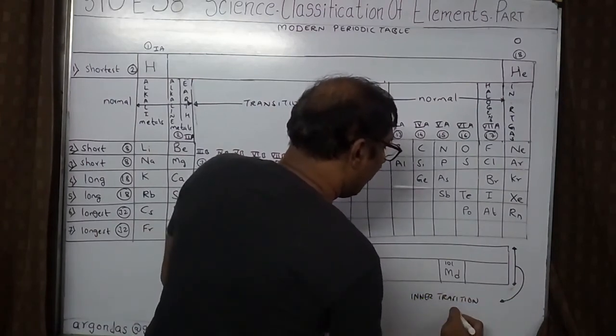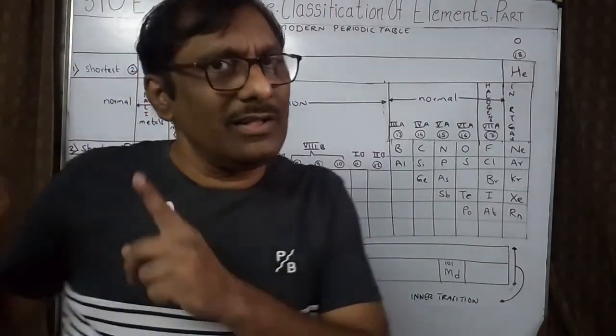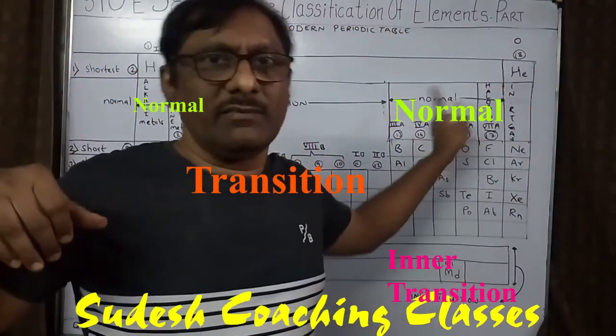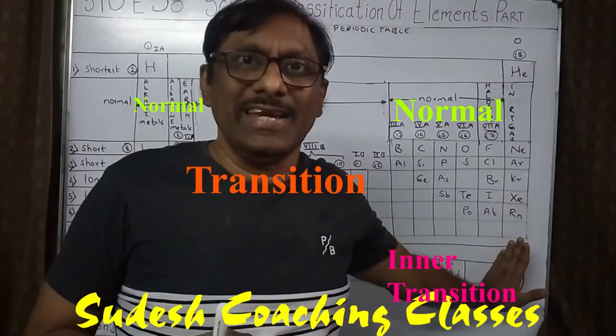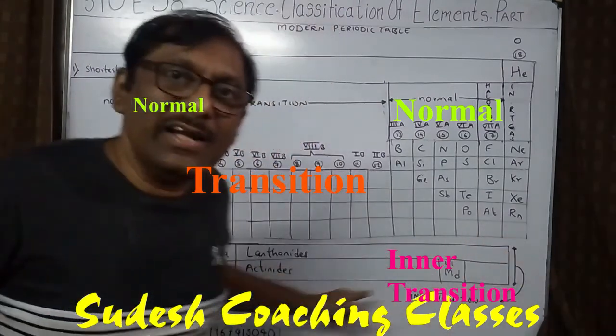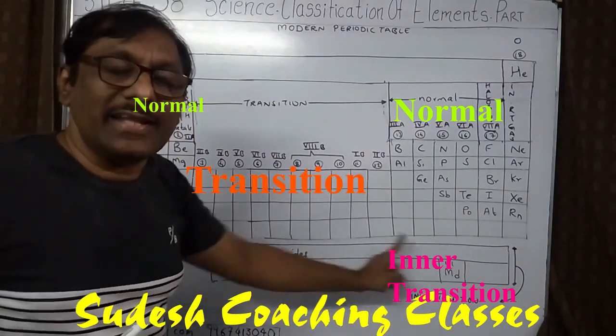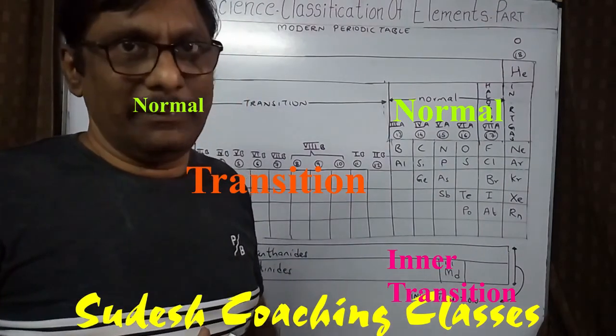They are called inner transition elements. So all A group elements, simple: all A group elements are normal elements, 1A, 2A, 3 to 7A. The last group, you know, is inert gases. All B group elements are called transition elements. And right at the bottom, the lanthanides and actinides, they are called inner transition elements. Did you understand?